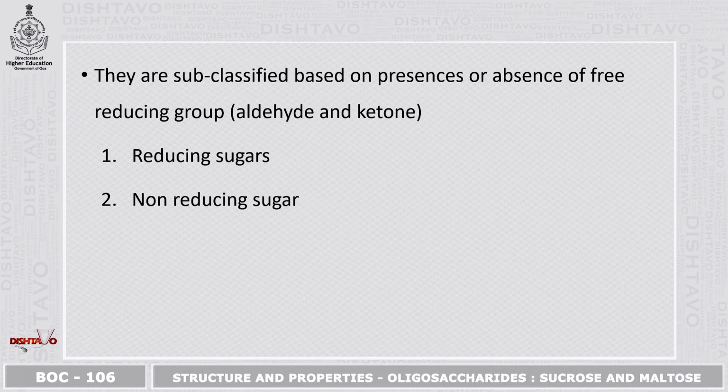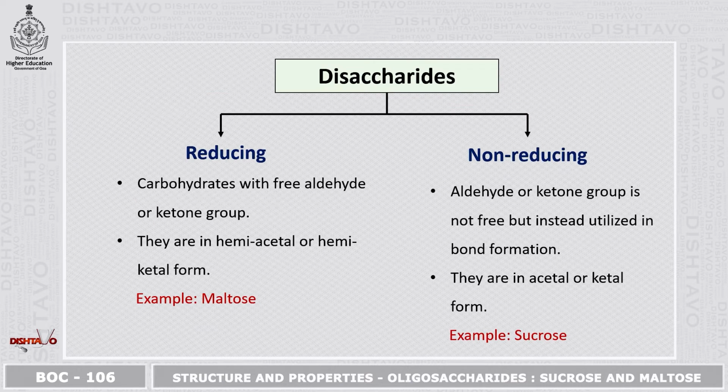These oligosaccharides are further subclassified based on the presence or the absence of free reducing groups, that is aldehyde or ketone. So these are classified into reducing sugars and non-reducing sugars. Now let us see what are reducing and non-reducing sugars. We can say any sugar or carbohydrate is reducing when it has a free aldehyde or ketone group, and they are in hemiacetal or hemiketal form. An example to cite under this is maltose.